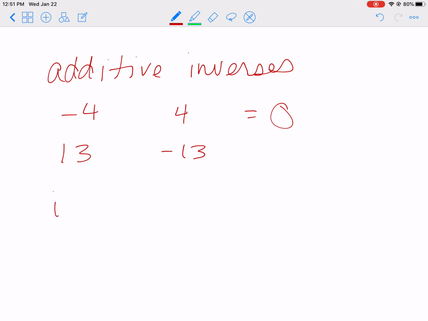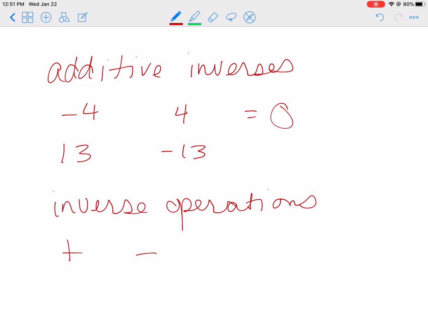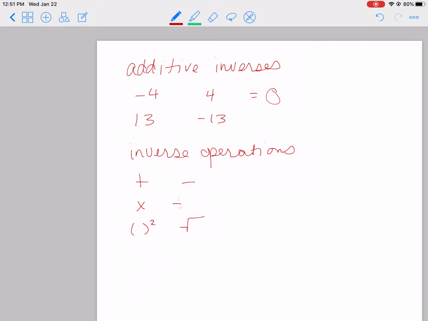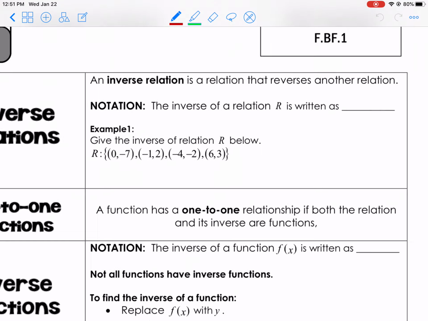Okay, we also have inverse operations. So addition and subtraction are inverse operations. Subtracting is like undoing addition, or vice versa. Also, multiplying and dividing, those are inverse operations. And we have taking something to the second power or square rooting something. Those are inverse operations as well. So today we're going to talk about inverse functions.